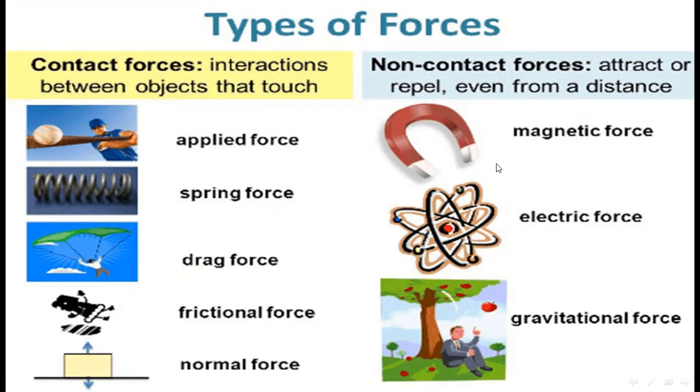See here, attract or repel means non-contact forces: magnetic forces, electric forces, and gravitational forces. So these are the types of forces. First one is contact forces, second one is non-contact forces. Contact forces are a direct interaction between objects that touch, and non-contact forces attract or repel even from a distance. I hope you understand.